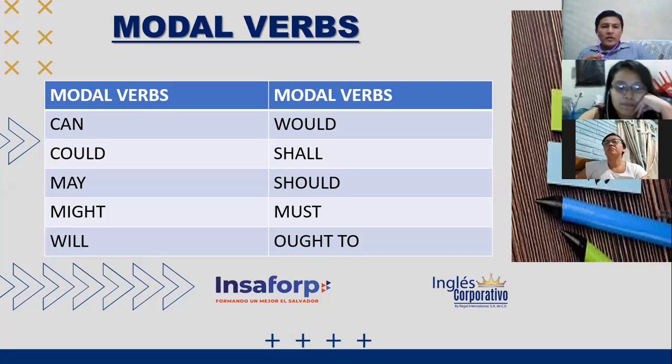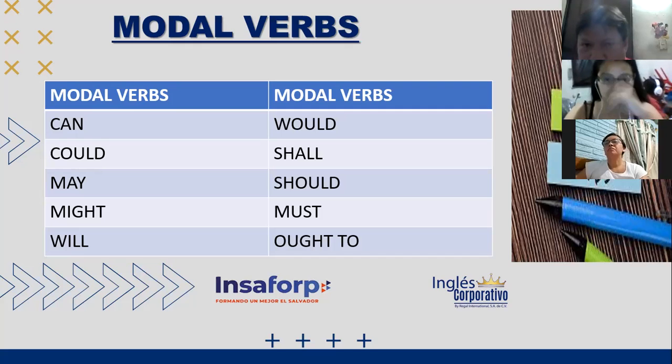Can, could, may, might, may, will, would, shall, should, must, ought to. Okay, can you repeat one more time the second one? Okay, there we have a problem. We do not pronounce the letter L. We say could. We do not pronounce the letter L. The same as in would. We do not say could. We do not say would. We do not say should. We do not pronounce the letter L. We say could, we say would, and we say should. Okay?